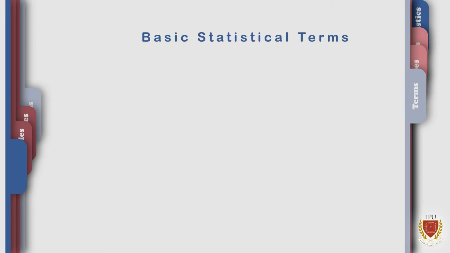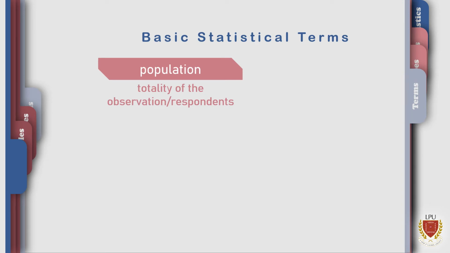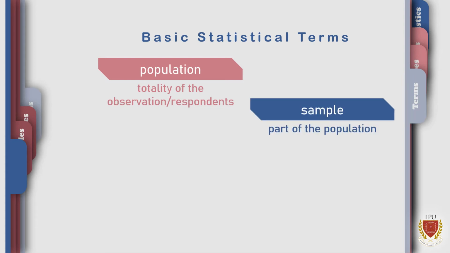Let us also define some basic statistical terms. Population is the totality of the observation or respondents. This is designated by capital N. For example, the total number of students in LPU-Laguna is 3,500. Next is sample. Sample is the portion or part of the population. If the population is capital N, the sample is represented by small letter n. Example of this is the COEX students in LPU-Laguna, which is equal to 600.